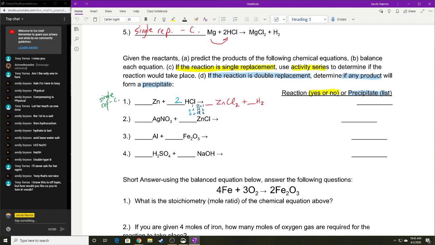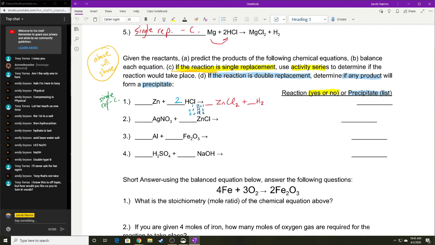Now we have to say, if it's single replacement, which it is, we need to use the activity series to determine if the reaction will take place. And remember, I've told you before, above will shove. So that's what we have to look at if it's single replacement.